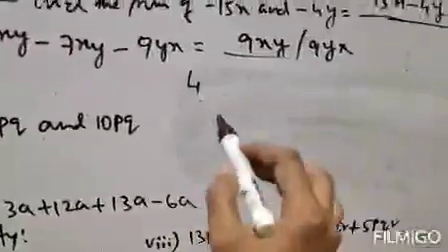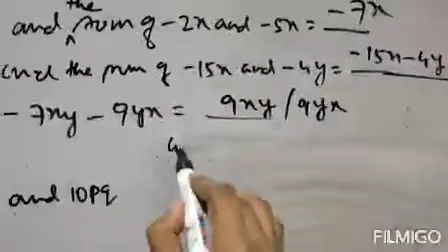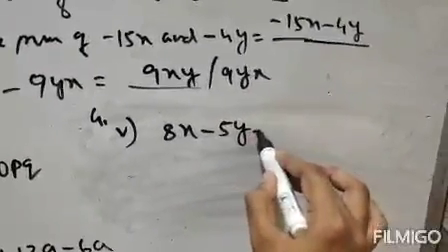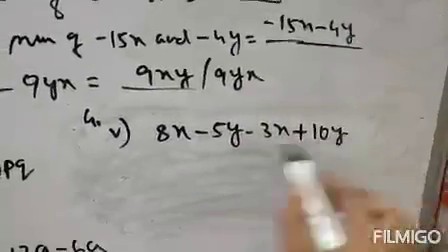Question number 4. 8x minus 5y minus 3x plus 10y.